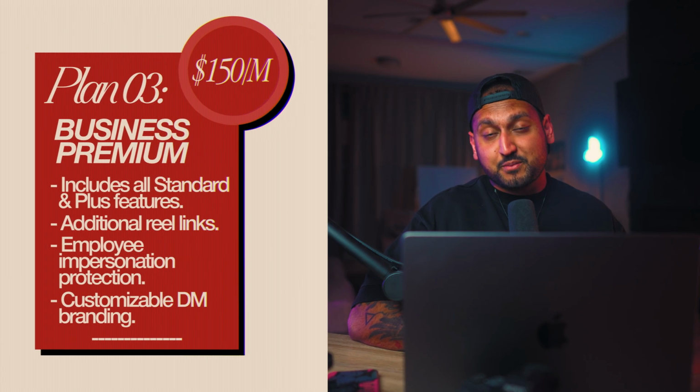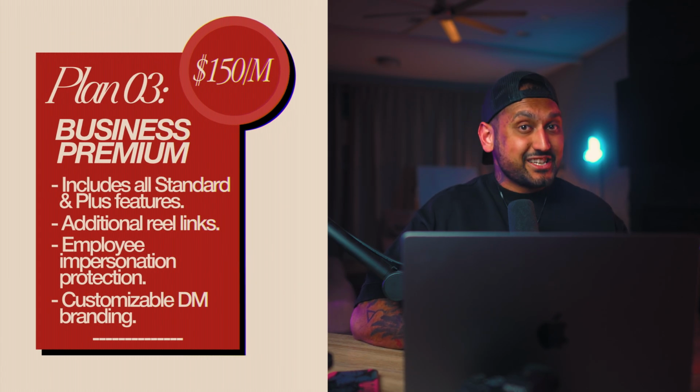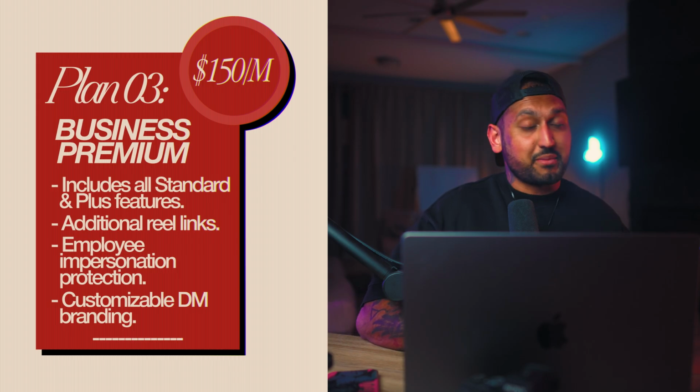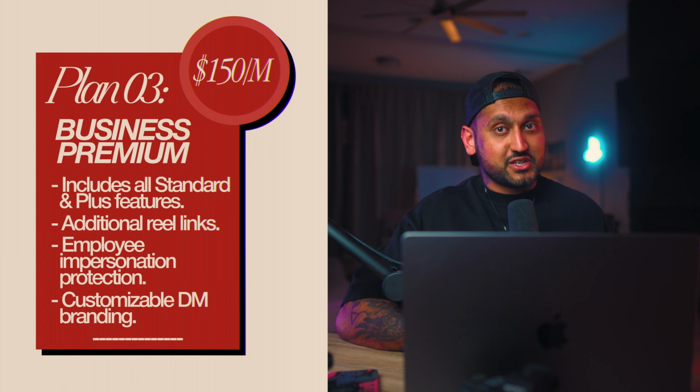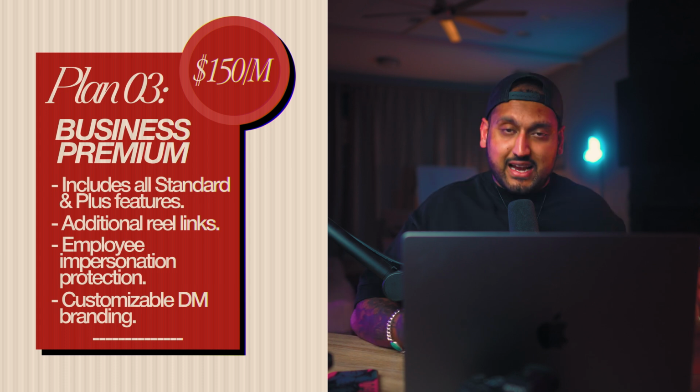Third is going to be Business Premium at $150 per month. So you get additional real links. Now, you get real links in the previous price points, but you apparently get more at the premium level. Then you get employee impersonation protection and customizable DM branding. I got no idea what that looks like, but I don't think that's worth it.